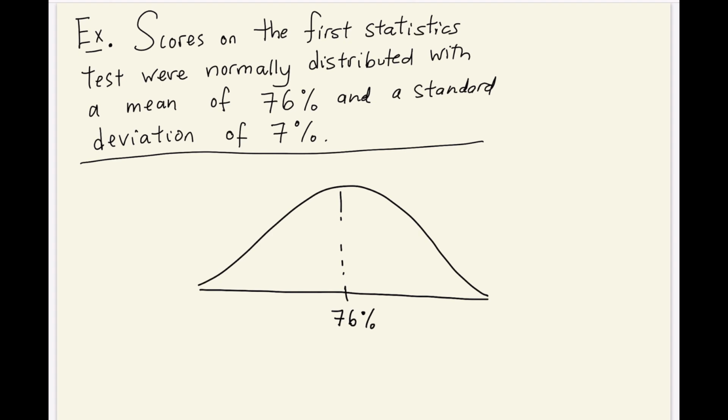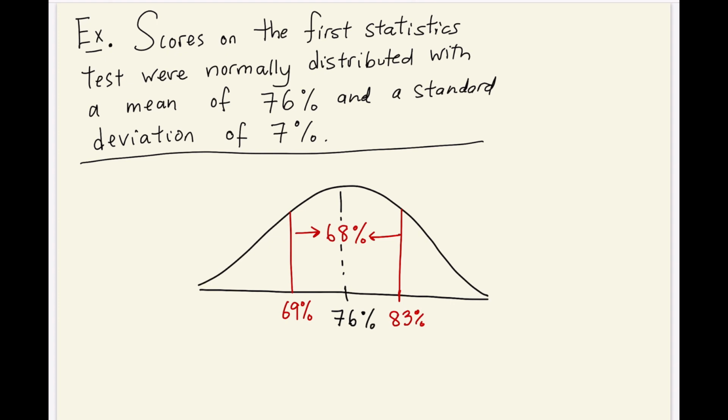So I know that one standard deviation above the mean is 83%. And one standard deviation below the mean would be 69%. So I immediately know that 68% of the data values fall in this range, and that's from the empirical rule.